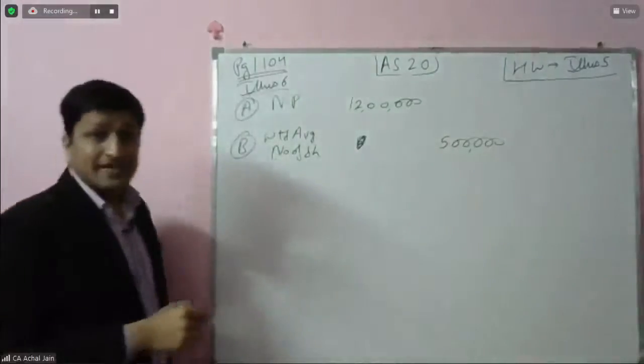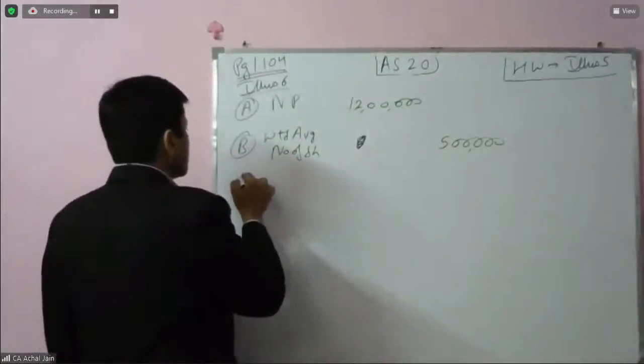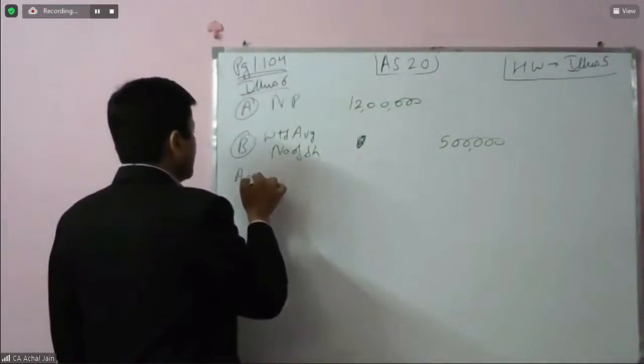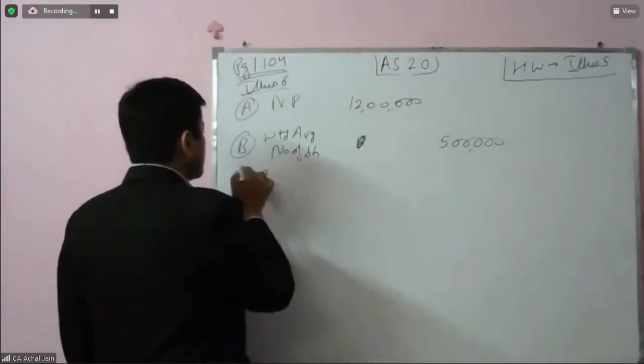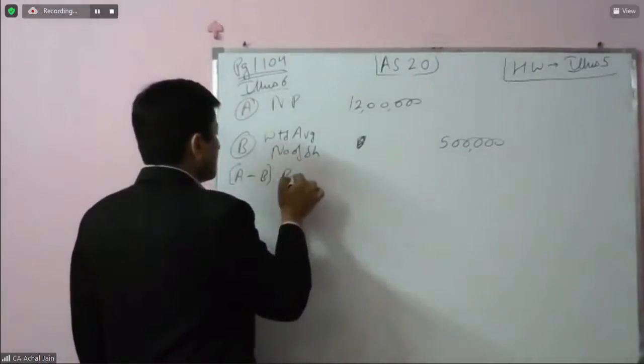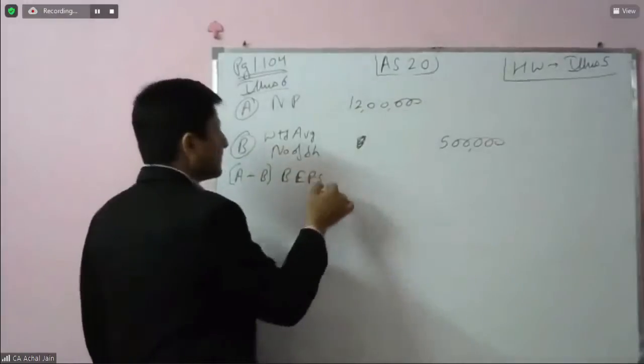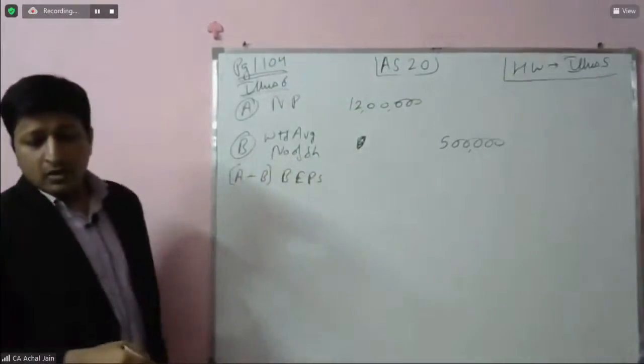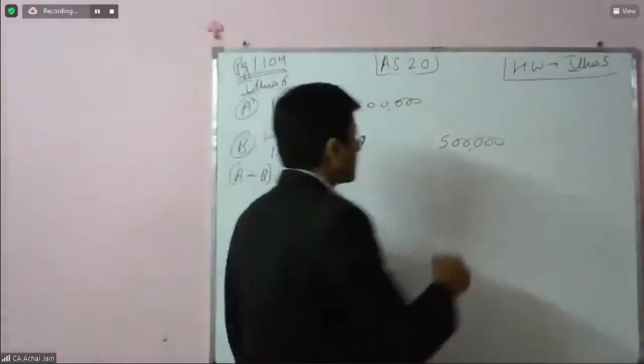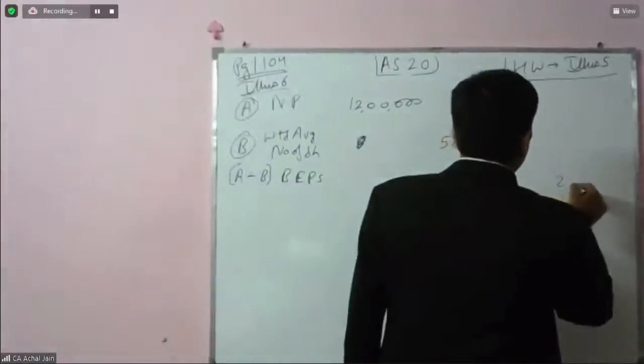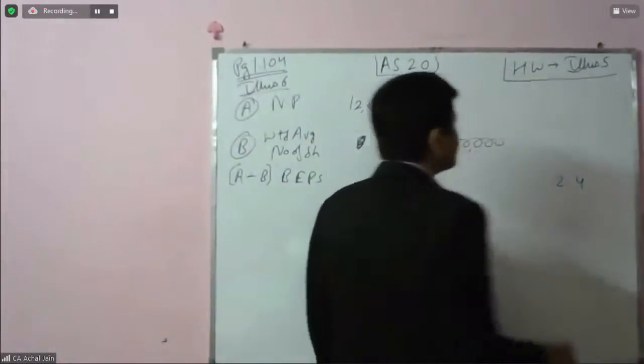So what is your basic earning per share? A divided by B. So we get 2.4.